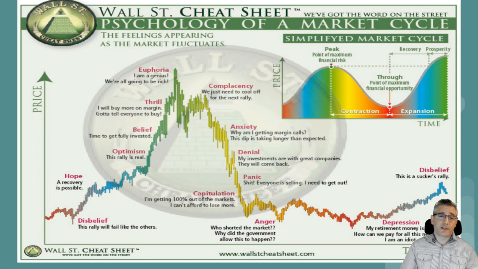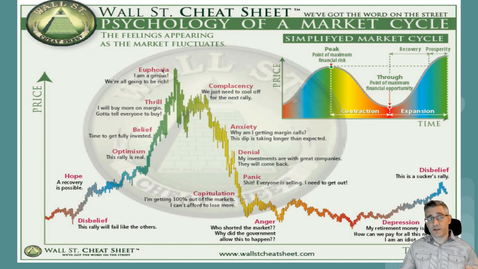Here are the emotions laid out nicely on a chart so we can kind of see how they play into the markets. Starting with the left, we'll start with hope as the markets start to rise, which leads to optimism. Then belief. People start really getting invested in the market. More and more people are talking about it. Then thrill. People get a little too excited. They start buying more on margin. They tell all their friends about it.